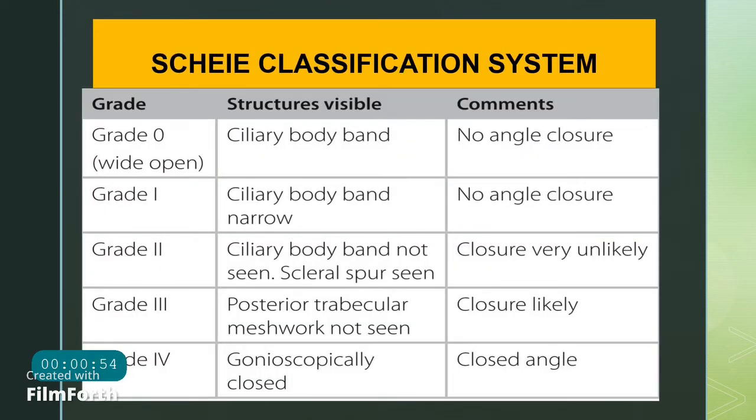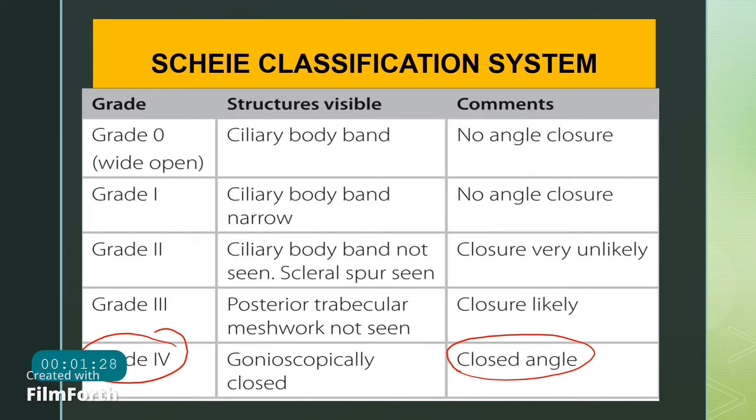Coming to the Scheie's classification system, which is totally opposite to that of the Schaffer's and the Spaeth classification. Now, why do I call it opposite? Because in both the previous two classifications that we have seen, grade 4 basically meant that it was a wide open angle. However, in the Scheie's classification, grade 4 actually means that the angle is closed. So that is a very important differentiating point between these classifications.